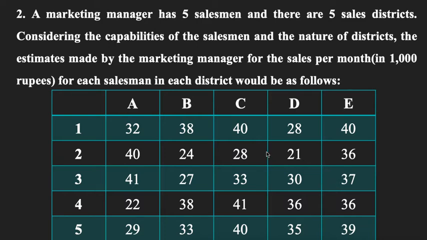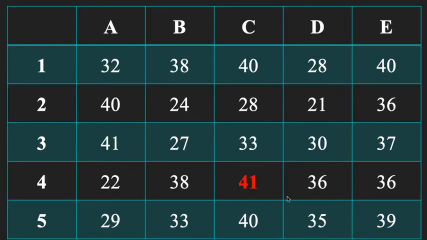To convert this profit matrix into a loss matrix, we have to find out the highest element of this matrix. If we look at this matrix, the highest element here is 41. So we are going to subtract all these elements from this highest element, right? When we do that, we have converted this profit matrix into a loss matrix.